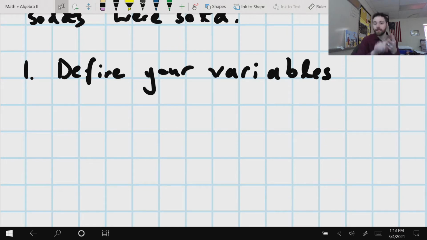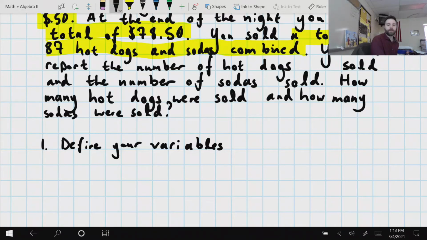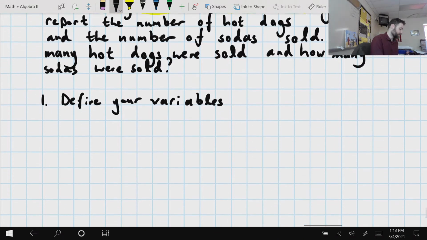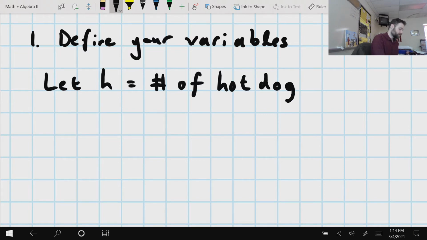And a lot of times on these EOCs and these different tests, you'll see these linear equations not be in terms of X and Y. They'll be in terms of whatever letter represents your item. So in this case, we're talking about hot dogs and sodas. So I'm going to use H for hot dogs. So down here for my definitions, I'm going to say let H equal number of hot dogs, and then let S equal the number of sodas.